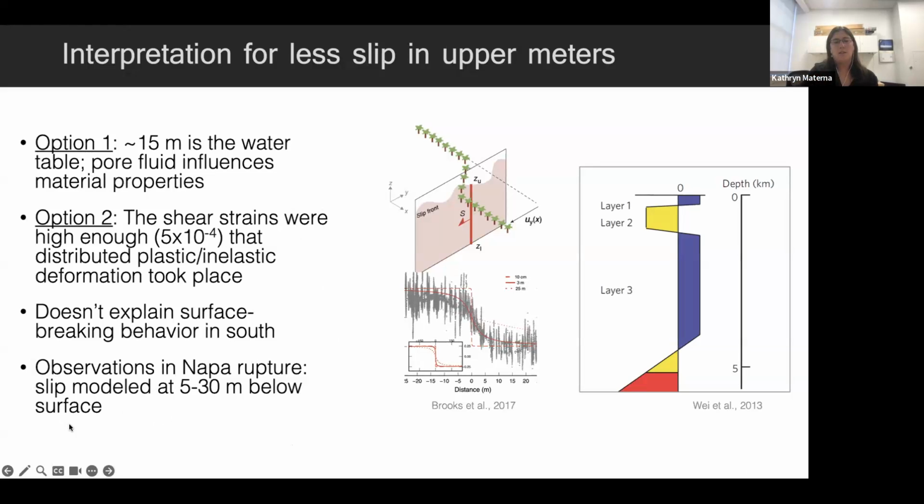But when it comes to observations of material properties that change in this range a few meters below the surface, this is not the only time this has been observed, kind of surprisingly. In the rupture of the 2014 Napa earthquake, measurements of vineyard rows across the fault from Brooks et al. 2017 actually show a similar arctangent shape with a similar locking depth, somewhere between 5 and 30 meters below the surface. So this process is not unique to our study, but it's still something that we are trying to interpret and explain.